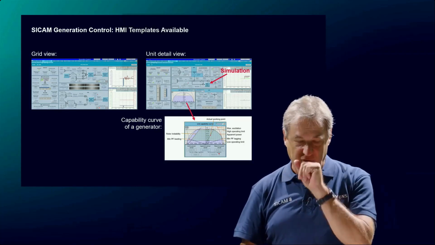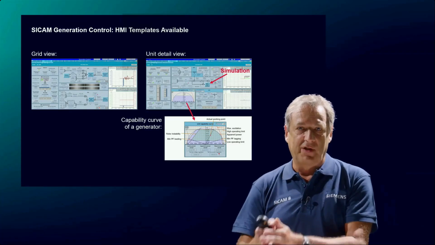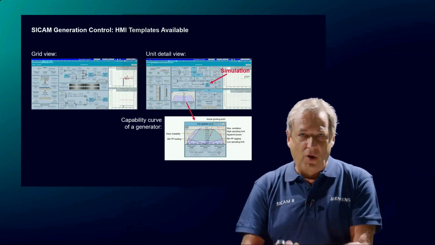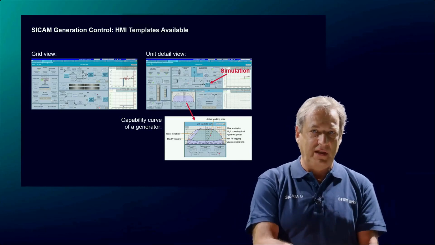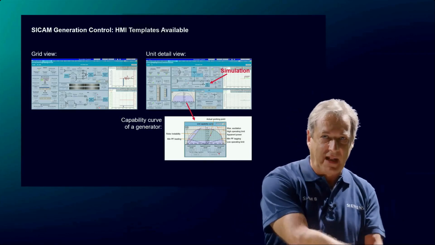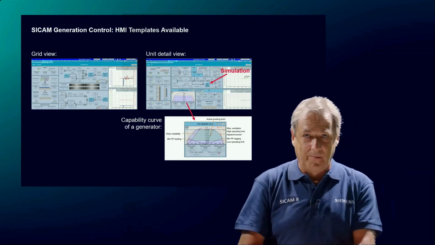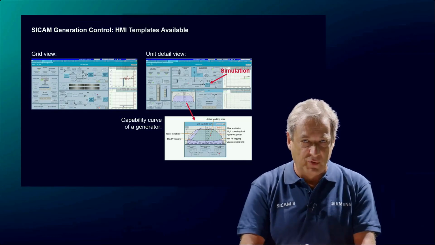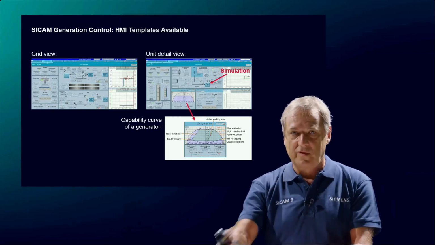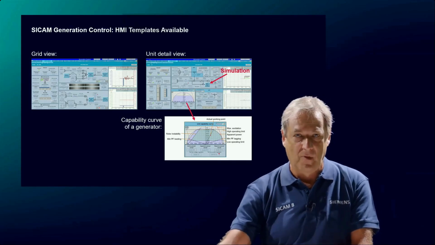If SICAM generation control updates a set point for a generator, it also internally evaluates the time it will take for the generator to reach the updated value. If the new set point is not reached in time, then the control program generates an alarm message to the operator and excludes the generator from further control activity.